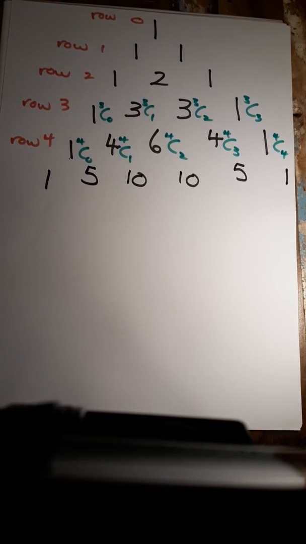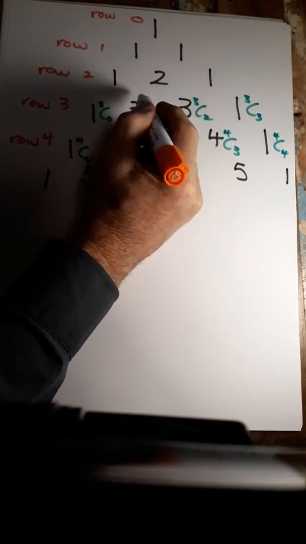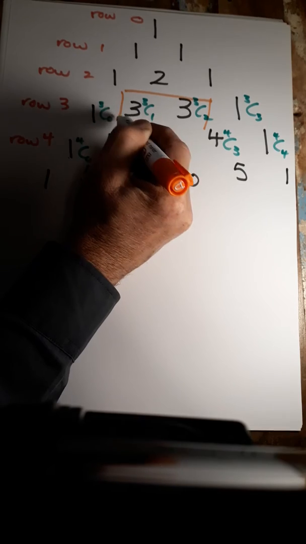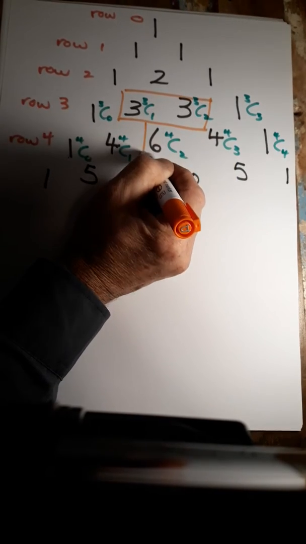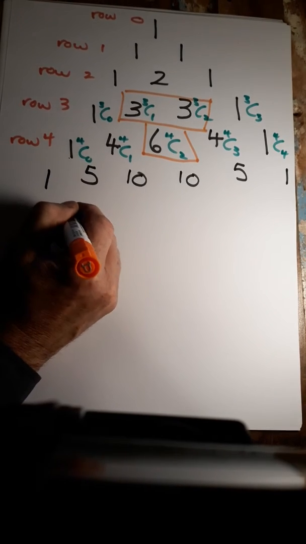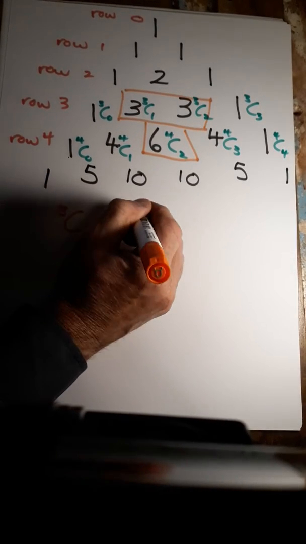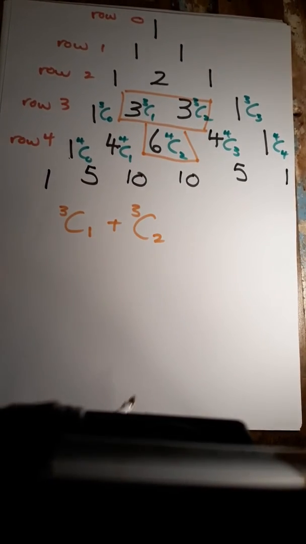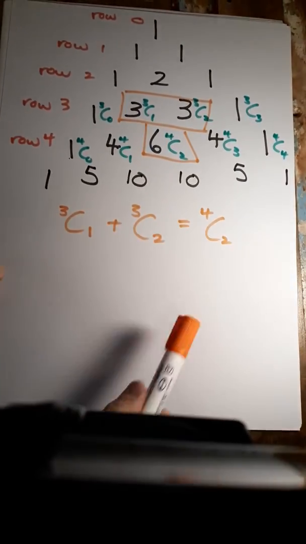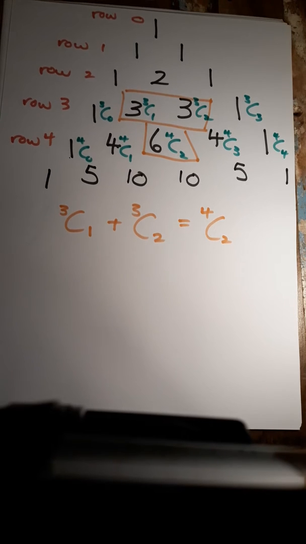So that would mean that these two numbers here, 3C1 and 3C2, have gone together to make 4C2. 3C1 plus 3C2 have gone together to make 4C2. So we can write out some patterns in general terms that we notice from that.